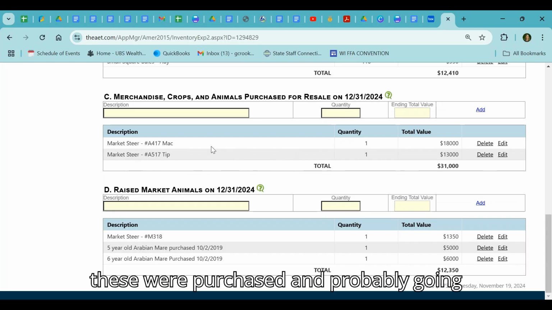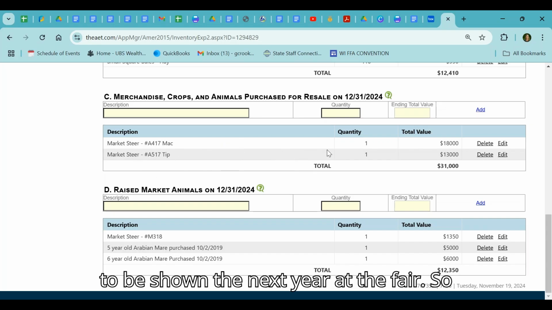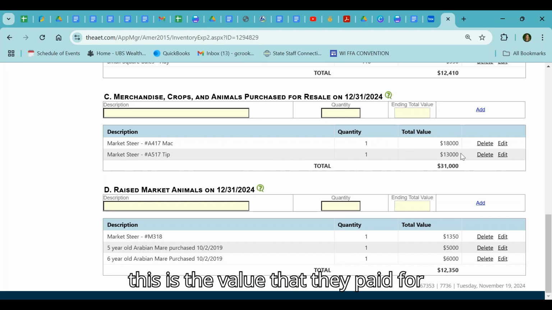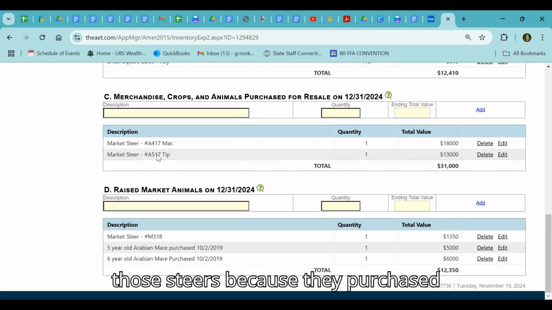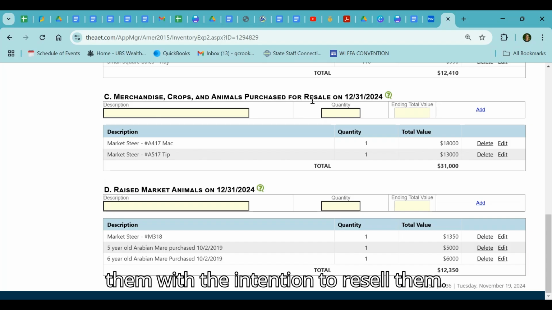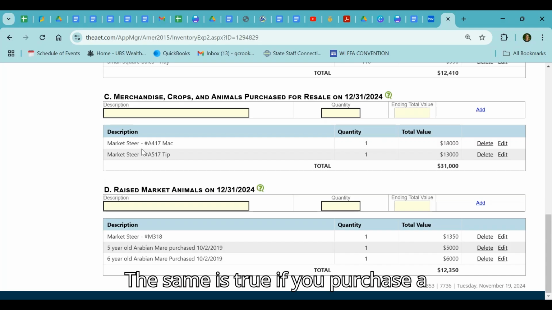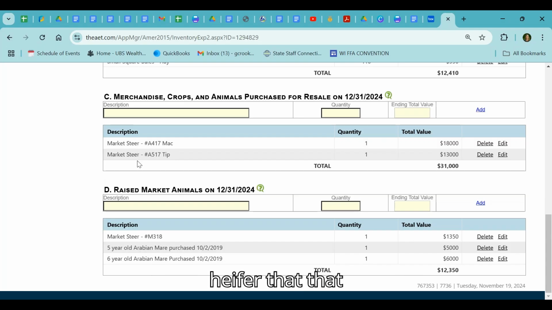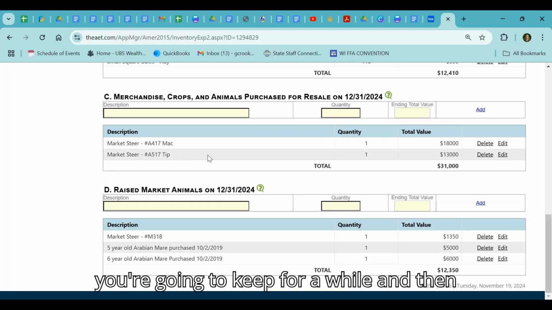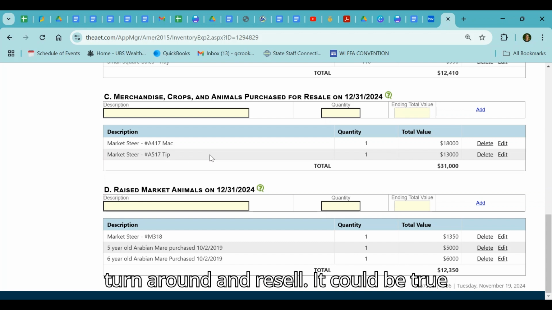And so these were purchased and probably going to be shown the next year at the fair. So this is the value that they paid for those steers, because they purchased them with the intention to resell them. The same is true if you purchase a heifer that you're going to keep for a while and then turn around and resell.